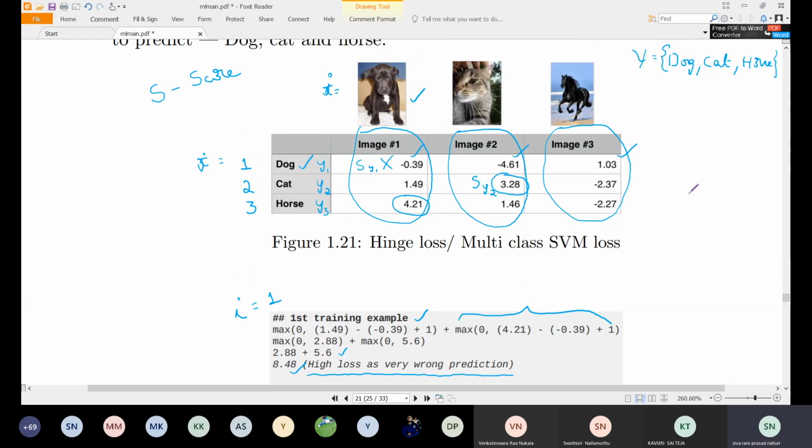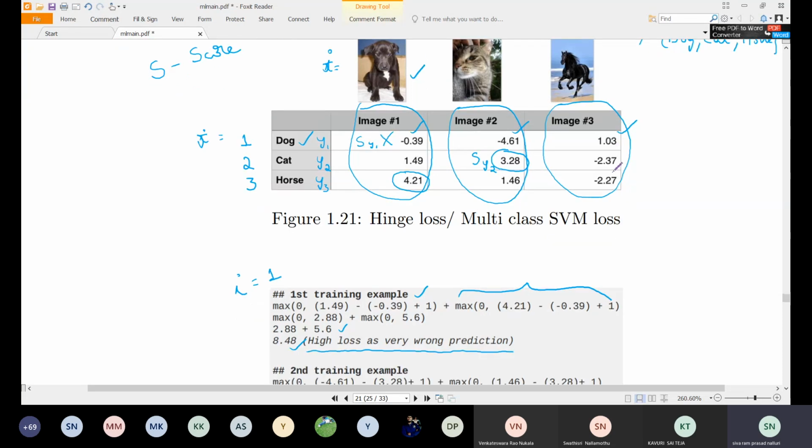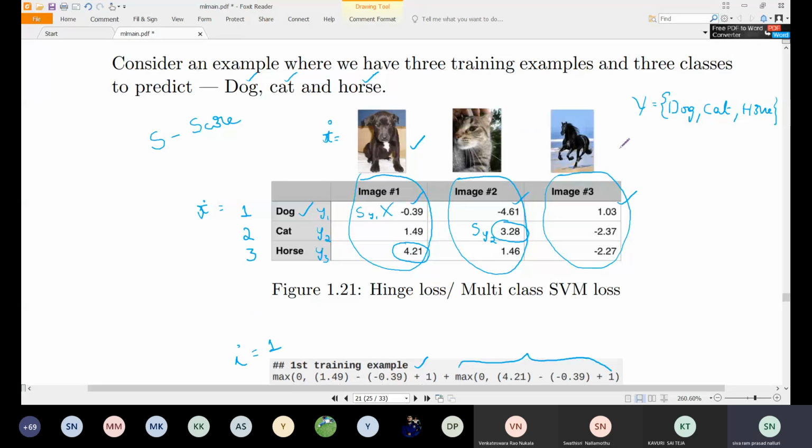Similarly, for the third case, when you show the image of a horse, it has given the highest score to which one? Dog. So obviously the loss should be high for this case. So for the third case, you should consider score of yi, because here what is i? Horse. What is the class label? Horse. So score of horse, S of yi, is minus 2.27.